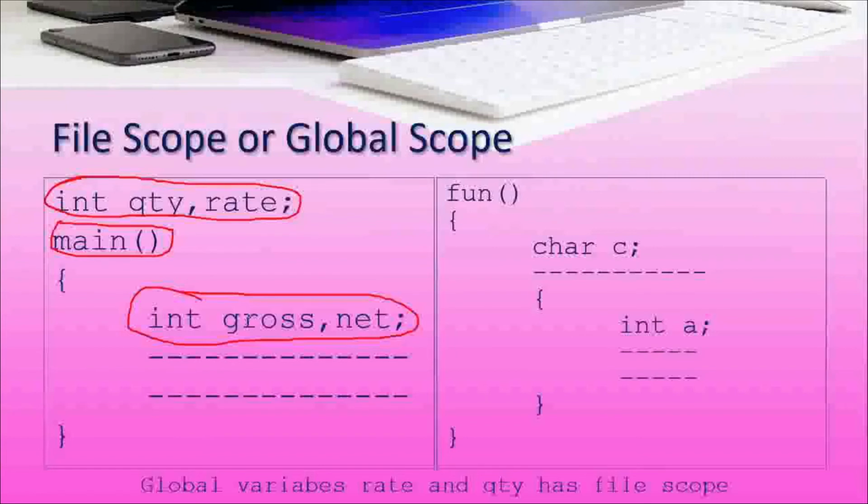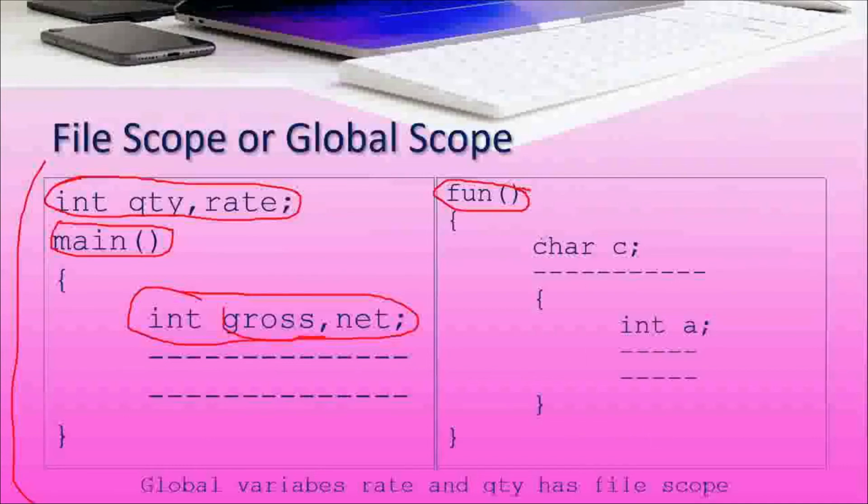But these particular variables, gross as well as net, have function scope because they are available within the main function only. But this qty as well as rate will be available for this particular function, fun, also. So if this function is defined within the same C file as this code, then obviously qty and rate will be available within that function.